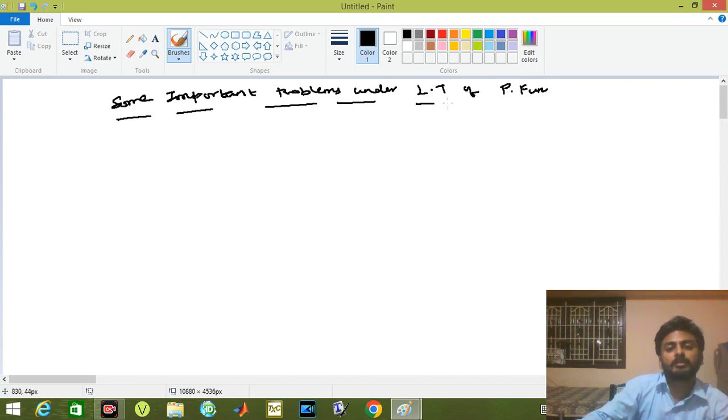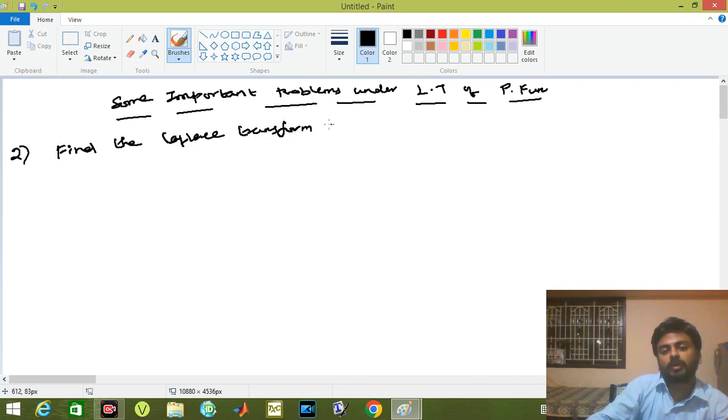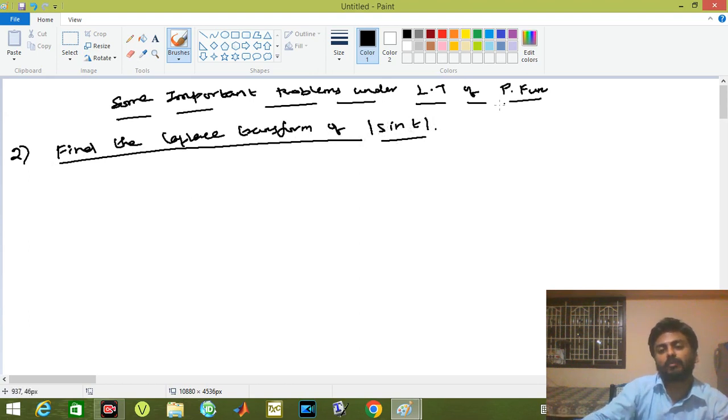Okay, so yesterday we discussed a problem. Now it's our second problem. The problem here is: find the Laplace transform of modulus of sin t. They have simply given it like this. They have not mentioned what the period is, so we have to find that.